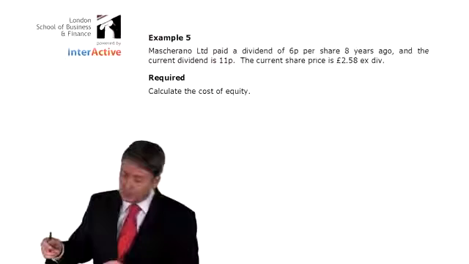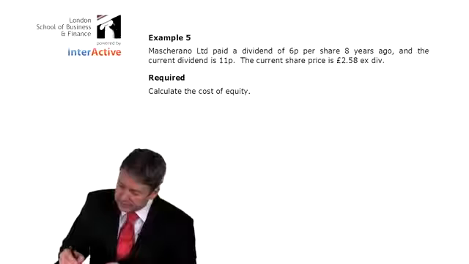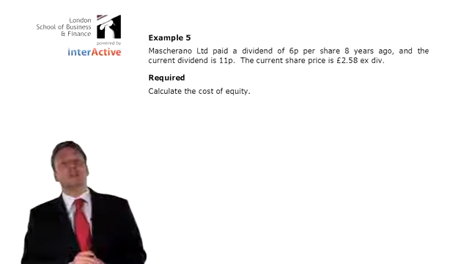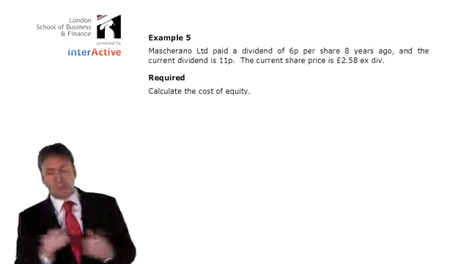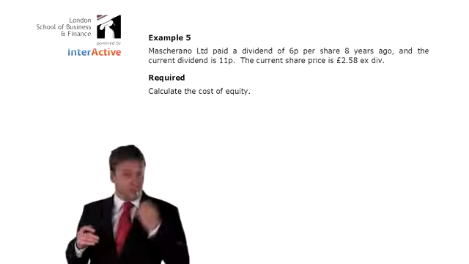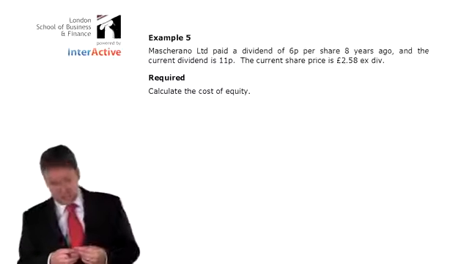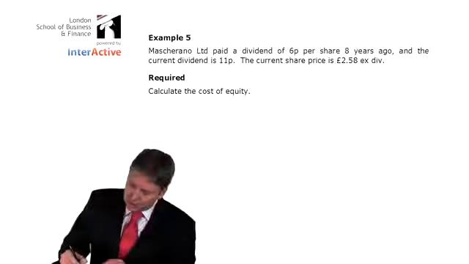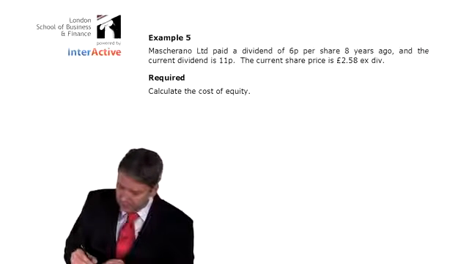Mascherano paid a dividend of 6 pence per share 8 years ago, and the current dividend is 11 pence. The current share price is 258 pence, £2.58, ex-div. If we want the cost of equity, let's go bit by bit.